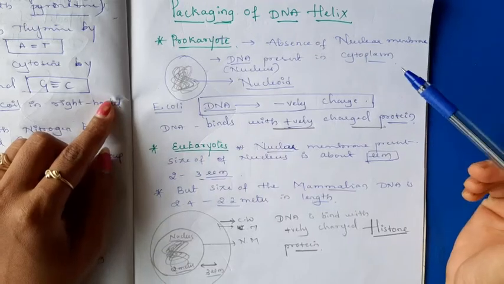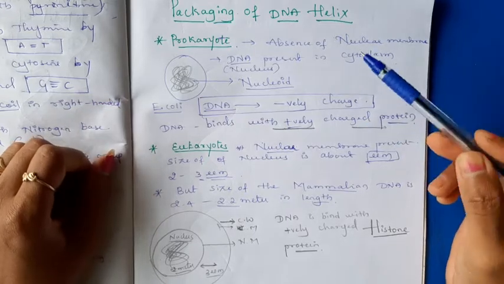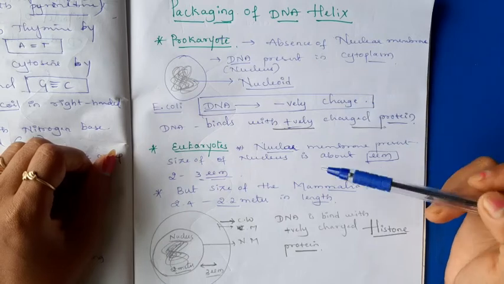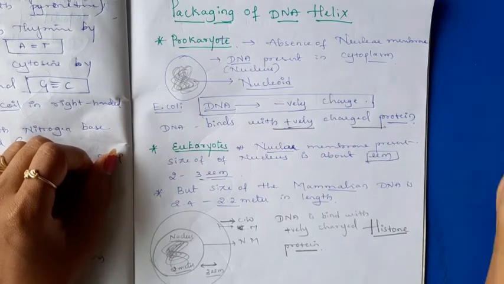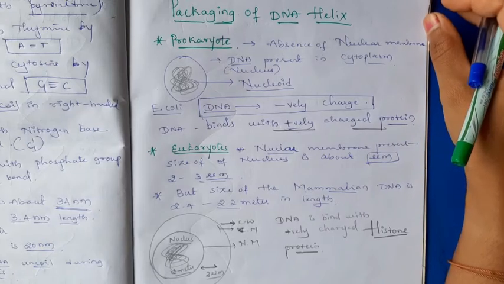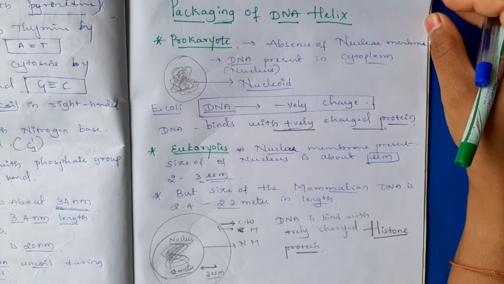In case of prokaryotes, the true nucleus is absent, only nucleus-like material is present. It is always bound with positively charged proteins. In case of eukaryotes, the nuclear membrane is present. The size of the nucleus is about a micrometer, it may be 2 to 3 micrometers, or up to 7 micrometers. But the length of the mammalian DNA is about 2.2 to 2.4 meters.